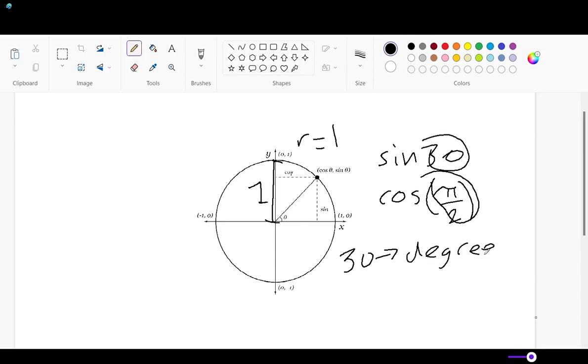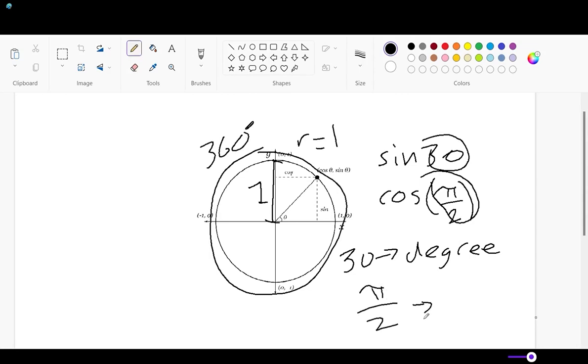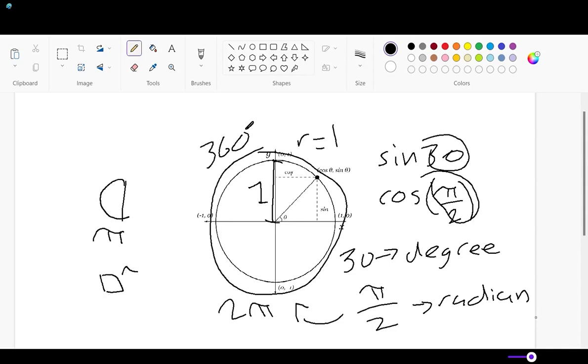The 30 in sine of 30 represents a degree, which is a unit of measurement used for a circle, which has 1 through 360 degrees. And the pi over 2 represents a radian, and a radian measures angles by distance traveled. For example, each circle has a circumference of 2 pi times the radius. Regardless of what the radius is, 2 pi represents the measure of the whole circle. So pi would be half of the circle, and pi over 2 would be a quarter of a circle.